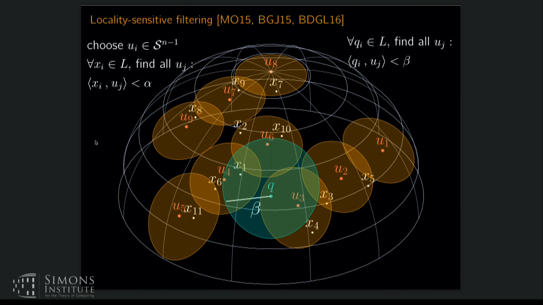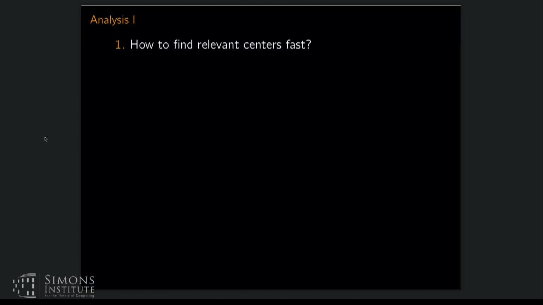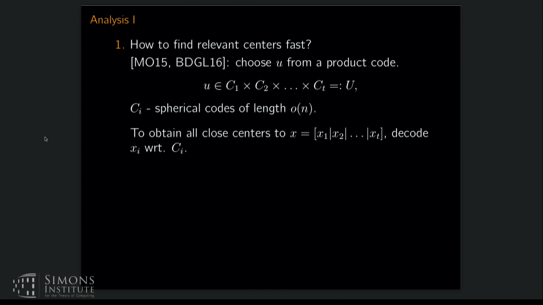All right. So how to analyze this algorithm? There are two questions actually. First, how do I find centers? I'm giving you a point either in the update phase or in the query phase, and the question is how do I find the relevant centers, the relevant ui that lie within the alpha radius to my x from the list. I don't think there are various techniques, but at least one that works is that you do not choose your ui randomly on a sphere, but rather structured. In particular, that's the idea in May-Ozerov and BDGL16: they are coming from a product code.